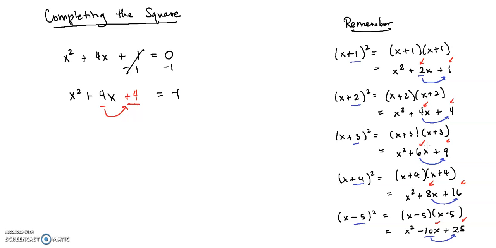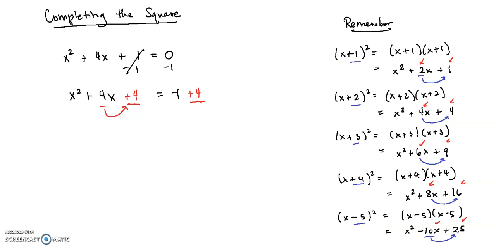I'm trying to get it into one of the forms that's over here. So divide by 2 and square it, I get 4. And then I can't just throw a 4 into the middle of an equation. I've got to balance it out, so I add 4 over here as well. Whatever we do to the left, we've got to do to the right as well. All right, so we've got x squared plus 4x plus 4 equals -1 plus 4.